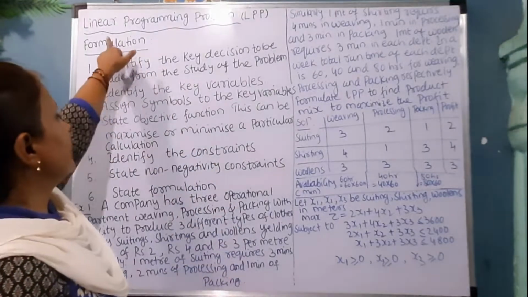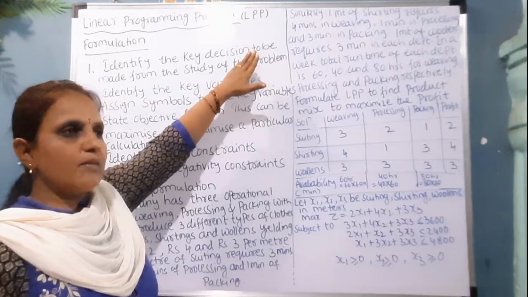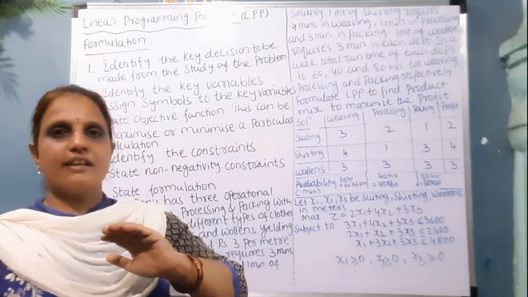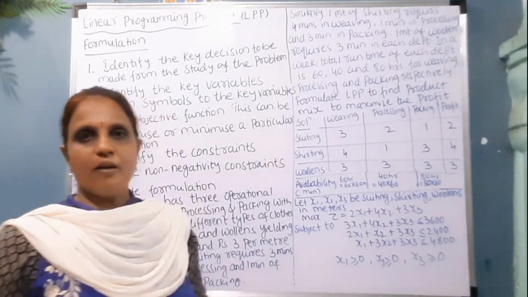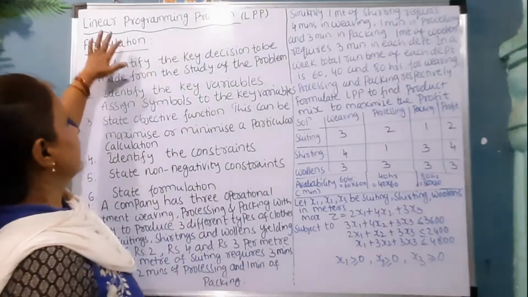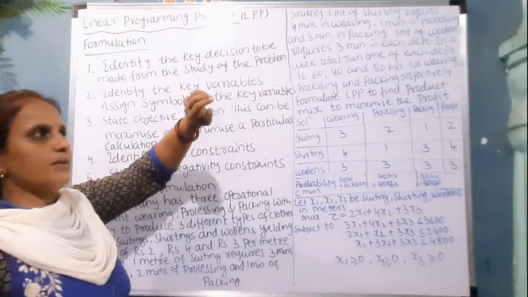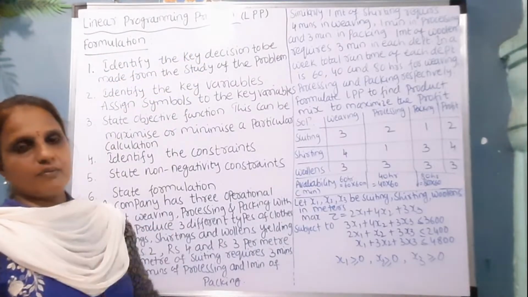That is, a linear programming problem is used to formulate a problem in which certain constraints are given, certain resources are given, and we have to find the solutions for which we have to optimize it. Here we have already seen the terminologies used in linear programming problem. So today we will see the formulation of linear programming problem.